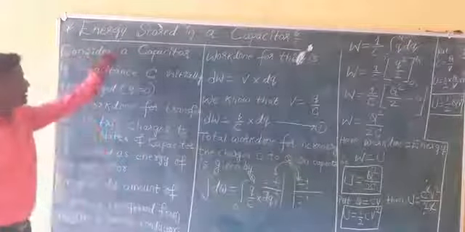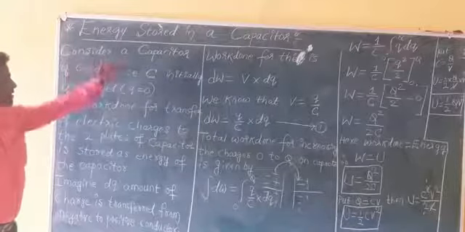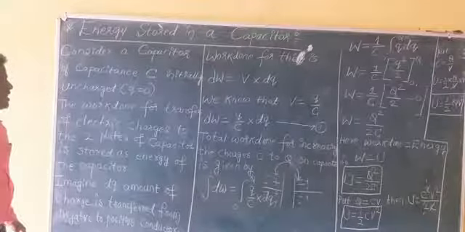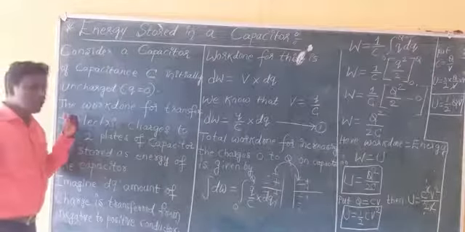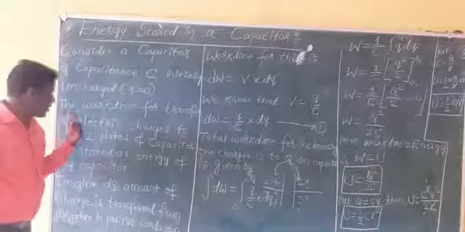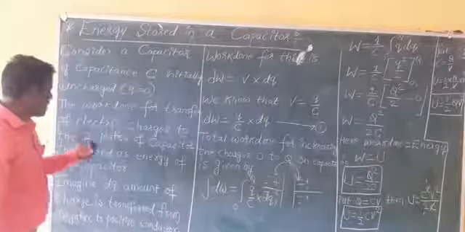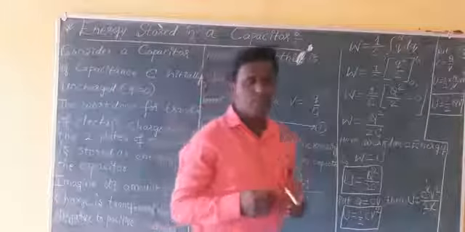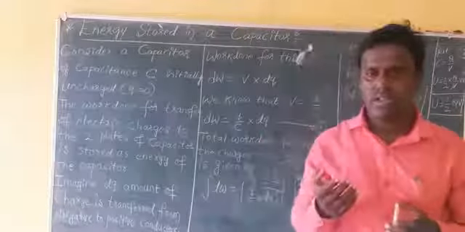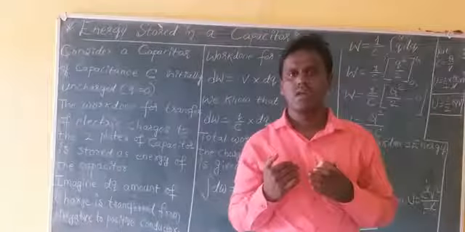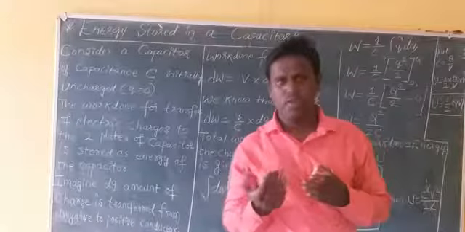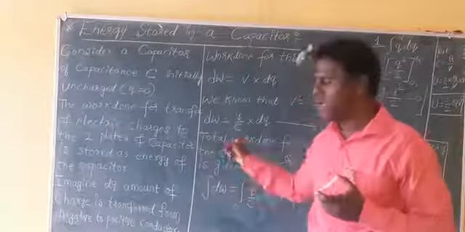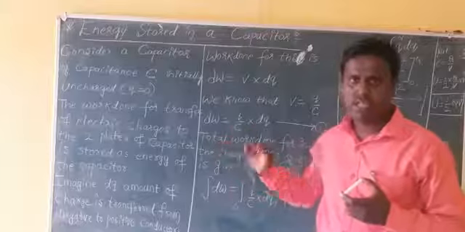So consider a capacitor of capacitance C, initially uncharged. The work done for transfer of electric charges to the two plates of the capacitor, as I told you, is the work done against the force of attraction in one plate and the force of repulsion in the other plate. That work done is equal to the energy stored in the capacitor.